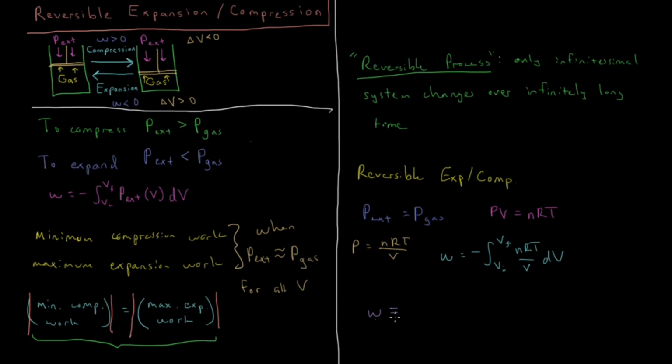Okay, so our final result then is going to be this nRT is just going to pull out on the end, as is this minus sign. Then we have the integral of dV over V, which is going to be the natural log of V. And then from the initial to final conditions, it's going to give us final over initial. If you work out this integral, you should get this result. So what we have just done is found for the reversible expansion or compression of a gas, the work is going to be minus number of moles of gas times R times temperature times natural log of the final volume over the initial volume.